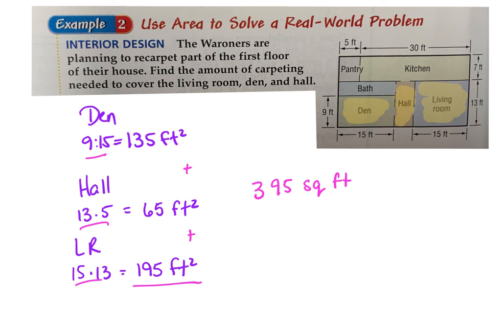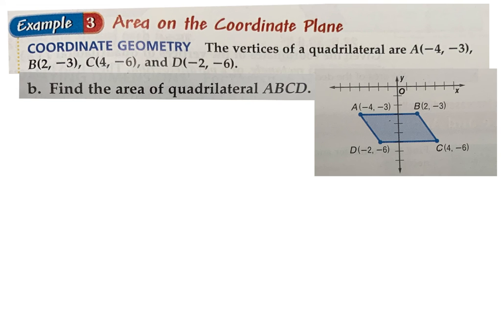All right. Last one we're going to look at is coordinate plane. So they've given us the vertices of a quadrilateral: (-4, -3), (2, -3), (4, -6), and the last one, (-2, -6). They have the first section as proving that it's a quadrilateral, which I'm not going to make you do. We've already done that in a prior section. But then they want us to find the area.